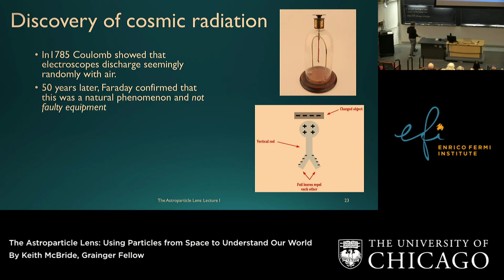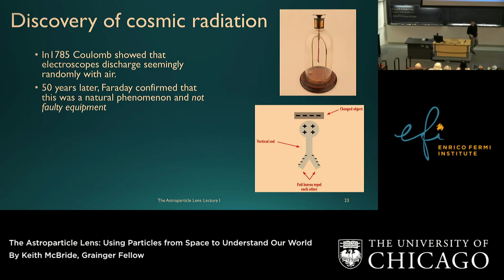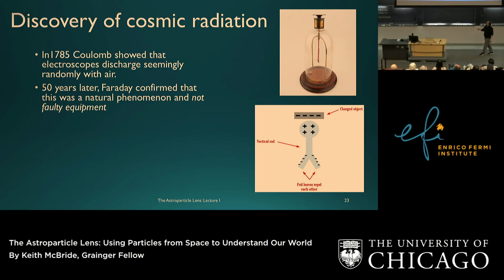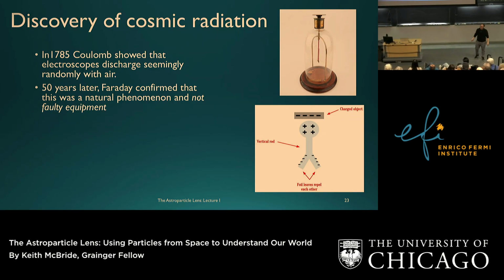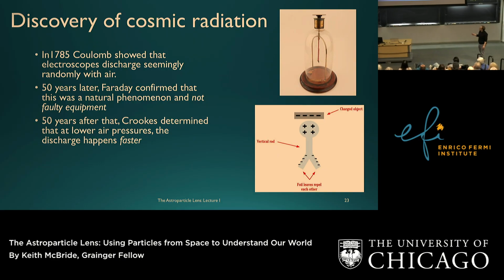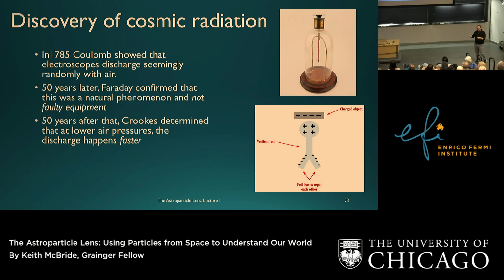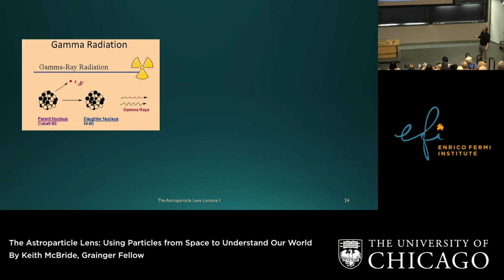So he says, I bought this brand new one off of, whatever website, DigiKey or Micro Center, and he finds out that these electroscopes actually are discharging, just randomly. And that's something at the time that was very confusing. 50 years after that, Crookes, another scientist, came along and said, well, I can make the pressure inside that scope smaller and get it to discharge faster. And that was an interesting discovery, and these scopes were used for over 100 years to understand what was happening, right, and to try to figure out this magical phenomenon.